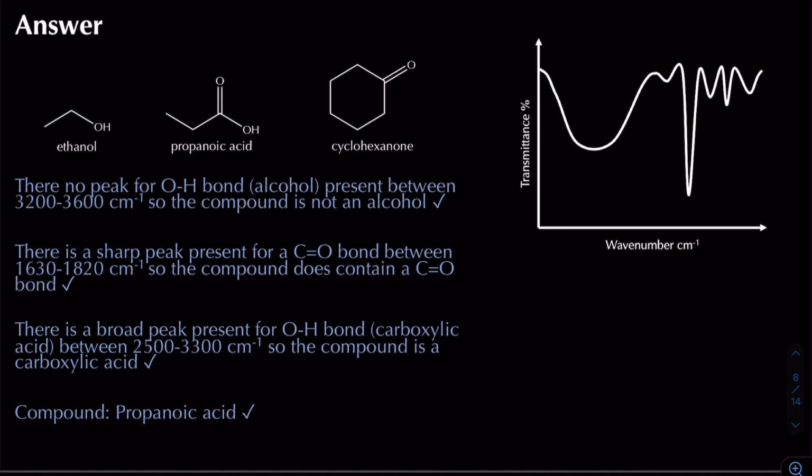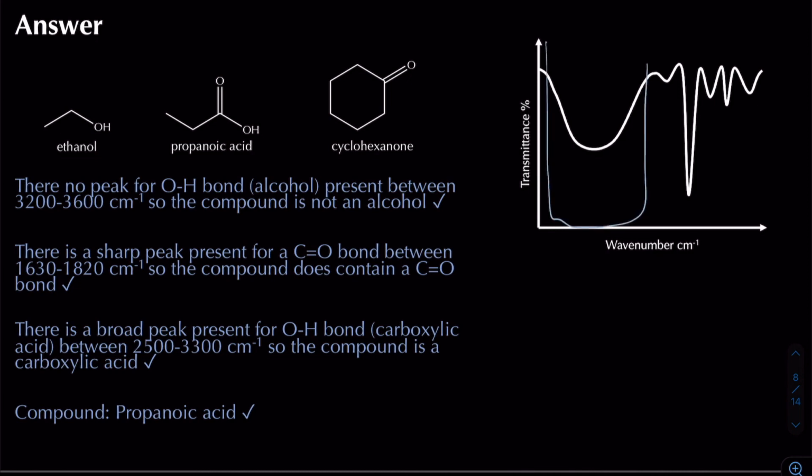So at this moment in time, it could be an aldehyde, could be a ketone, but it's not going to be an aldehyde or a ketone. It's going to be a carboxylic acid. Why is that the case? Because there is a broad peak present for an OH bond between 2,500 to 3,300 centimeters to the -1. So the compound is going to be a carboxylic acid, and so it's going to be propanoic acid itself.